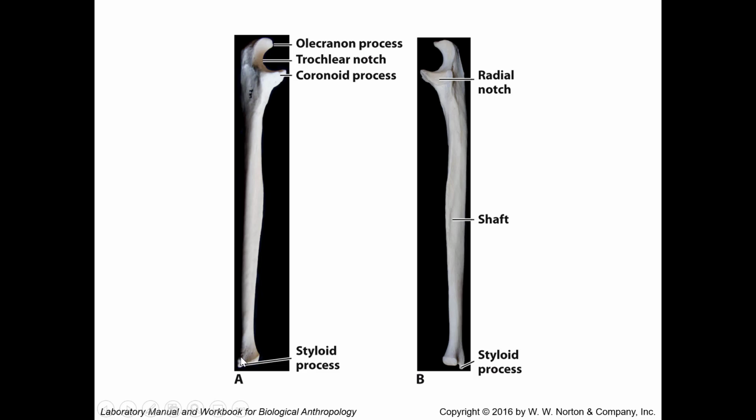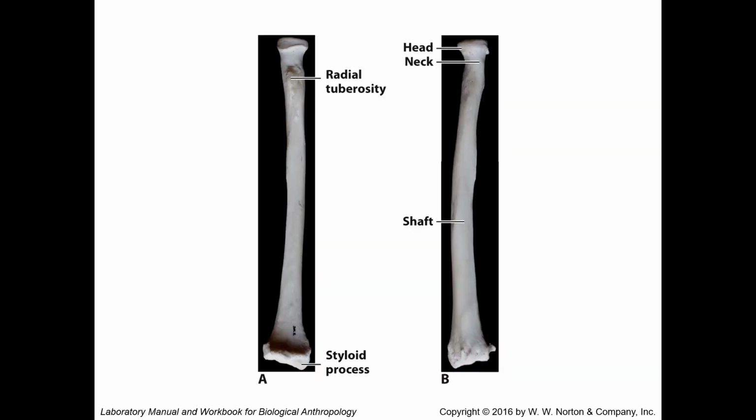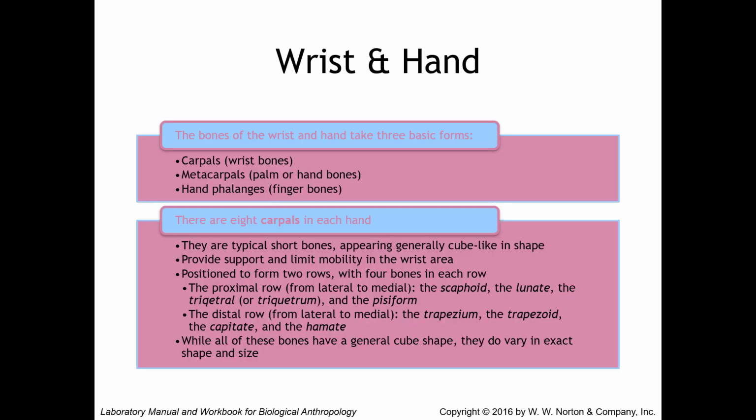However, in the ulna, the styloid process is located on the medial side of the bone rather than on the lateral side. If you remember, on the radius it's located on the lateral side, and then on the ulna it's located on the medial side. So you have a styloid process on both. That gives us our radius and our ulna. Next, we're going to move on to the wrist and the hand.